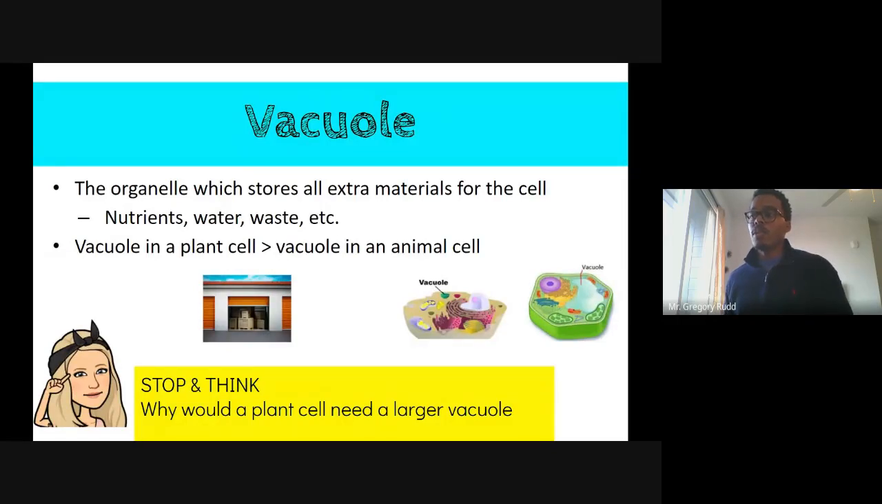We will also find out that the vacuole pumps water out as well. So some organisms that are aquatic, some bacteria that live only in water, also have larger vacuoles because they use it as a means of mobility. They pump water out and it propels them in a direction.